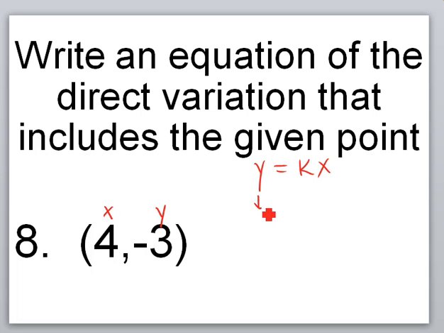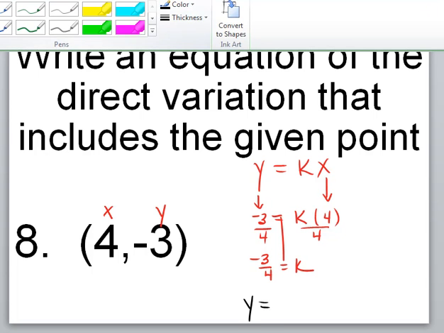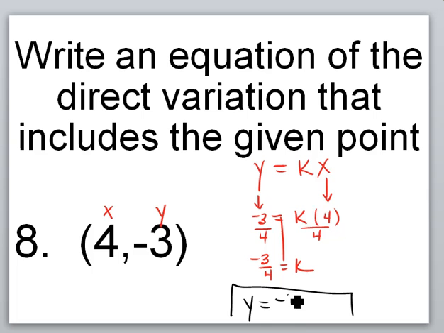So I'm going to plug in negative 3 for my y, leave k alone, and plug in 4 for my x. This allows me to solve for k. I could divide by 4 on both sides, and I get my k, or my constant, to be negative 3/4. That allows me to write an equation of direct variation. My direct variation would simply state y equals my k, negative 3/4 x.